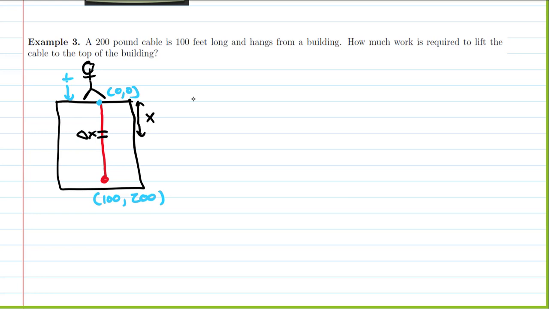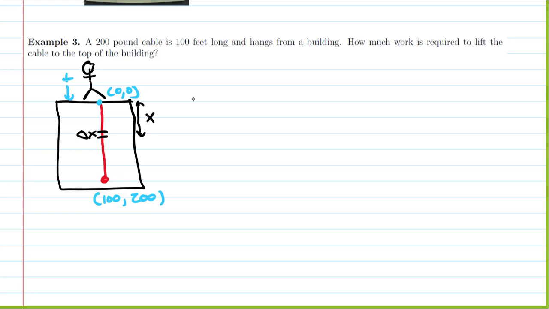So I'm going to be moving each piece of rope x units, right? The one at the very, very bottom is going to go 100 feet. The one that's only 1 foot from the top is going to go, its x value is 1 foot, and then it's on the roof, right?